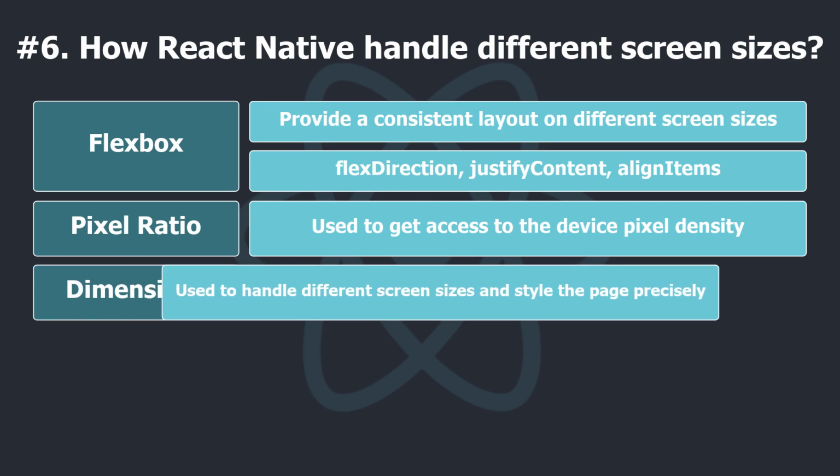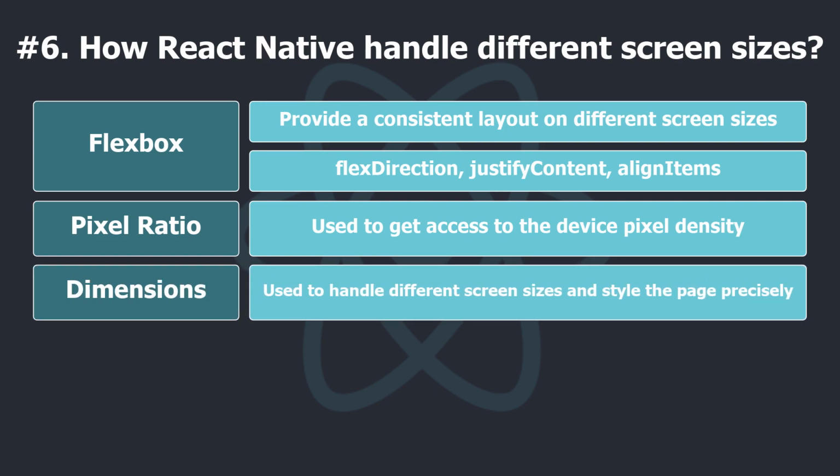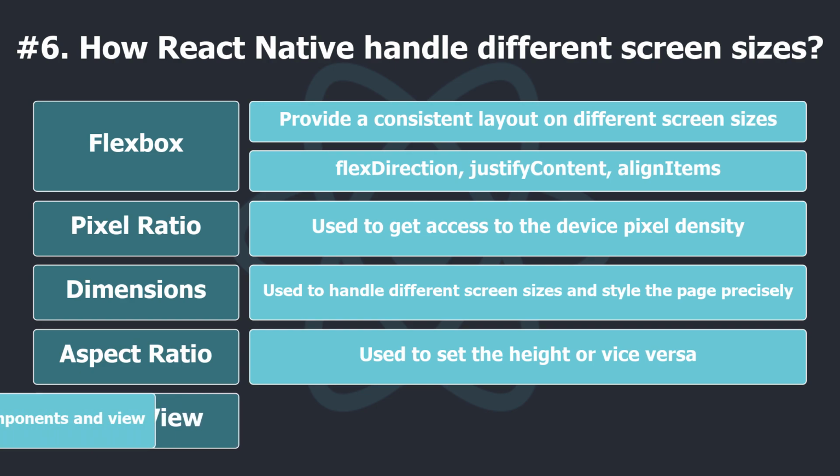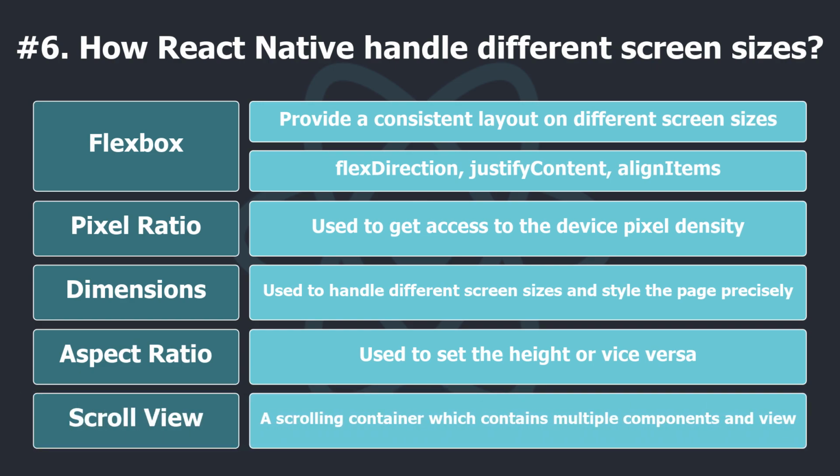Dimensions is used to handle different screen sizes and style the page precisely. It needs us to write the code only once for working on any device. Aspect ratio is used to set the height from the width or vice versa. The aspect ratio is present only in React Native, not a CSS standard. ScrollView is a scrolling container which contains multiple components and views. The scrollable items can be scrolled both vertically and horizontally.